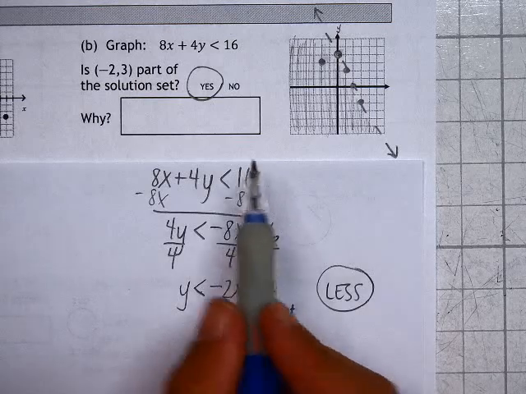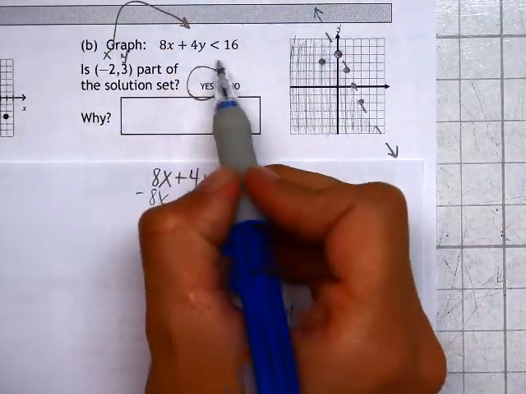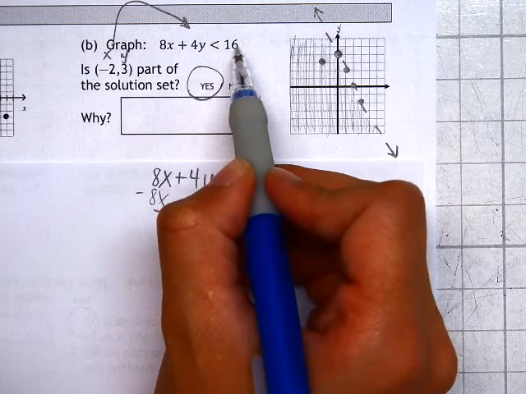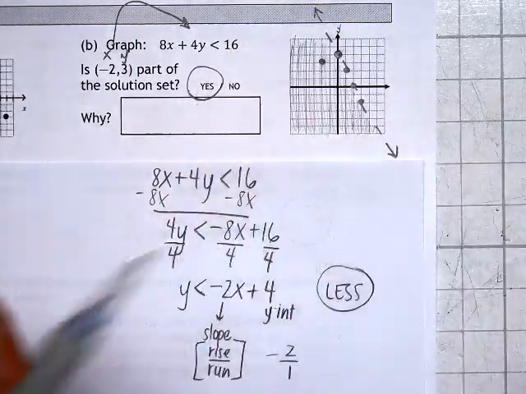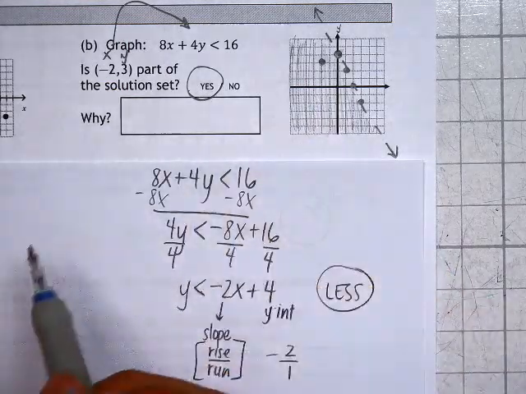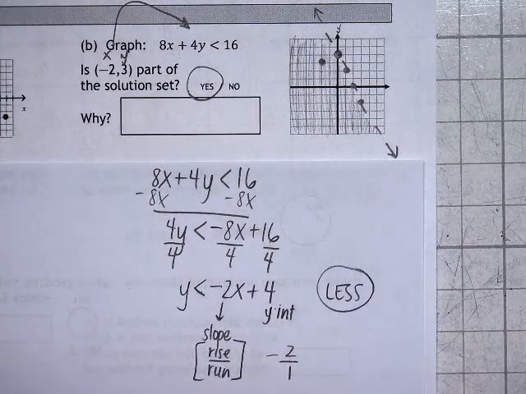Another way to do it is to take the x-coordinate, negative 2, to take the y-coordinate, 3, and to plug them into the original function. If the original function on the left comes out to be less than 16, then yes, it's part of the solution set. But since we have the graph already done for us, I think you'll agree, this graphing part goes a lot faster than plugging in.